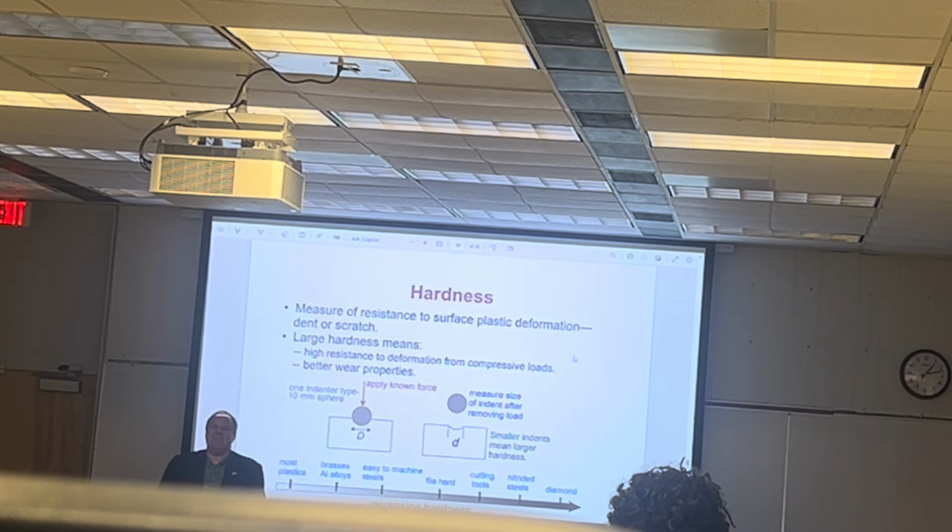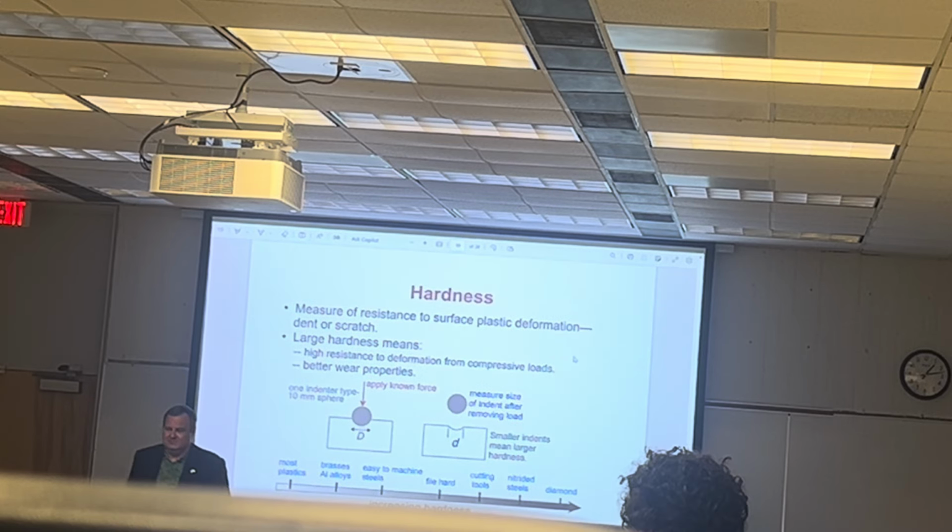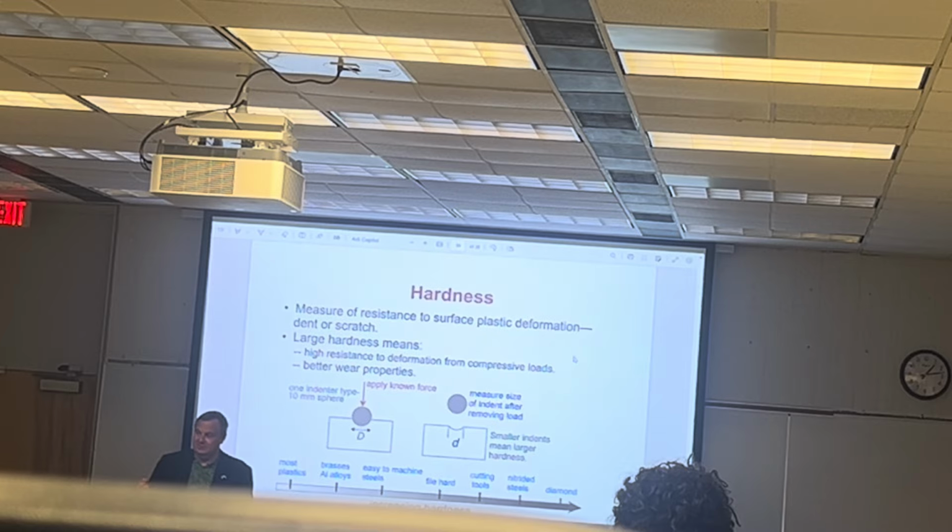There is the Tabor, T-A-B-O-R, relationship that states for an average metal, the hardness, H, is equal to 3 times the yield strength. I can tell you that a hardness tester can be inexpensive, like my key and a little bit of weights, and it can be portable.